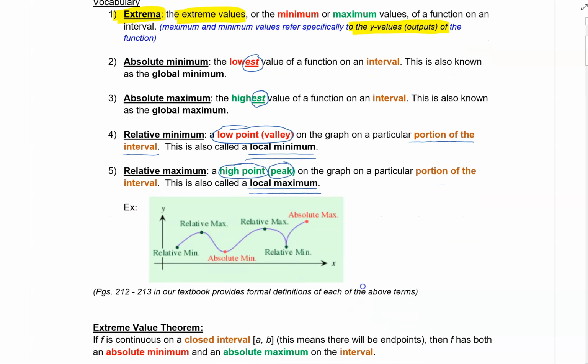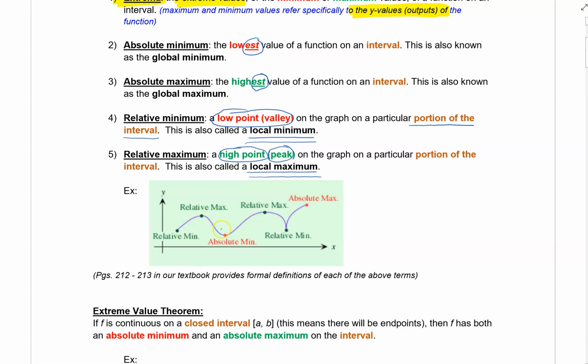So if you look at this picture right here, we've got this function that oscillates, and it's between these endpoints here of a to b. And you can see the absolute max is the highest y value that the function reaches. The absolute min is the lowest low, the lowest y value that the function reaches.